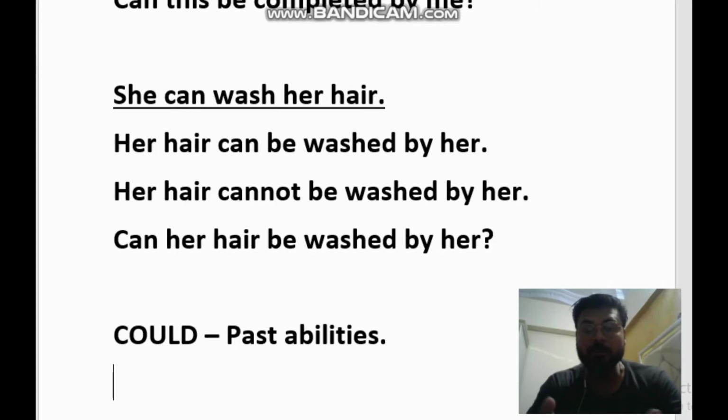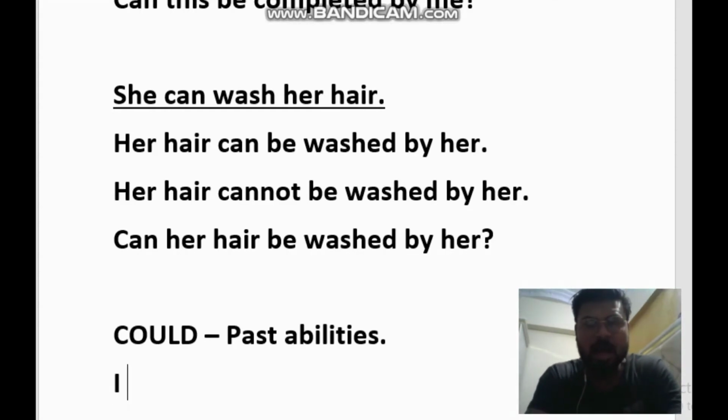Can is used for something that we are able to do now. Could is for past abilities, something that you were able to do and you are not now. If you say you could not, it means something you were not able to do and now you are able to do. That's it. The same formation, the same rules, everything is the same. It's going to be used in the same manner, and it will be really easy for you.